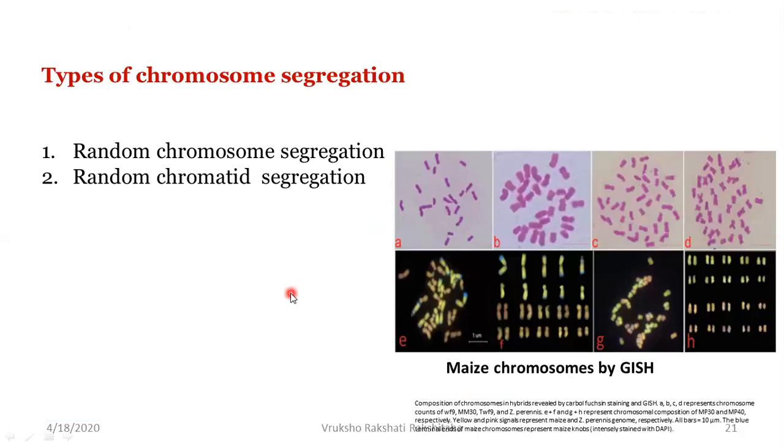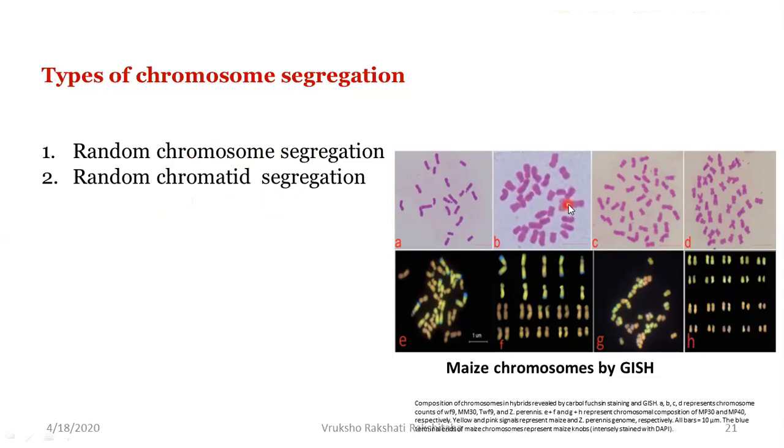Now we talked about chromosome segregation. Now there are different types of chromosome segregation. The first one is random chromosome segregation. So up till now, in the previous slides which we discussed about the separation or the segregation of the chromosome, that is at the chromosome level, that is random chromosome segregation. Now not only random chromosome segregation takes place, but also random chromatid segregation takes place, leading to an increase in the number of irregularities.